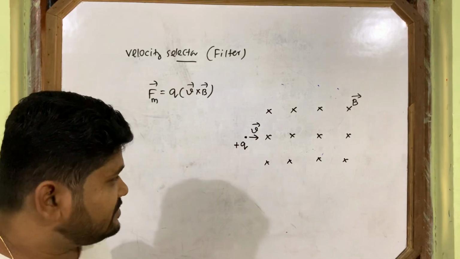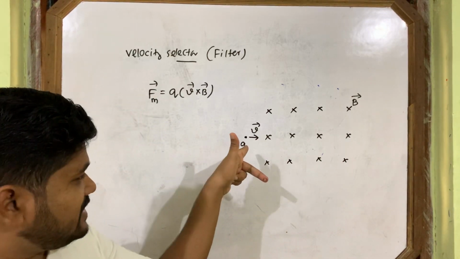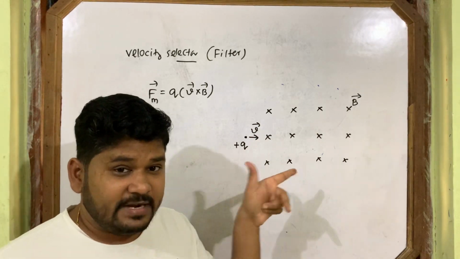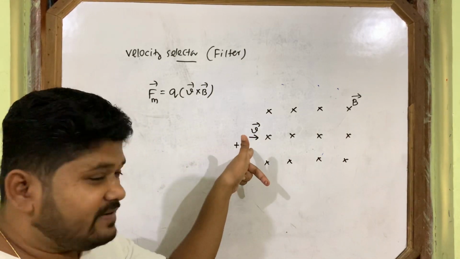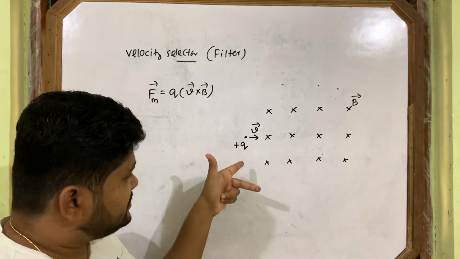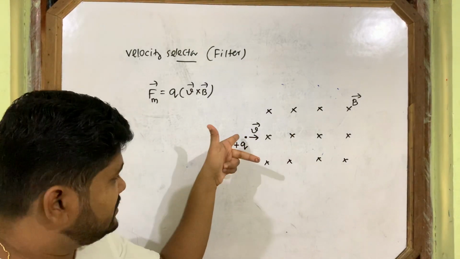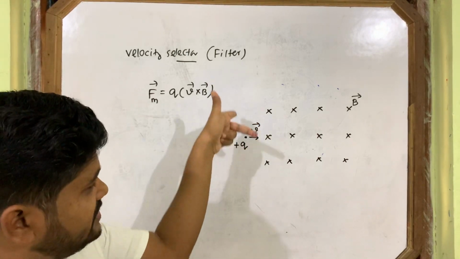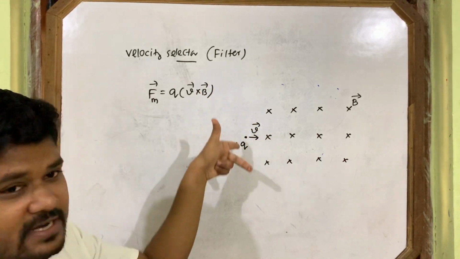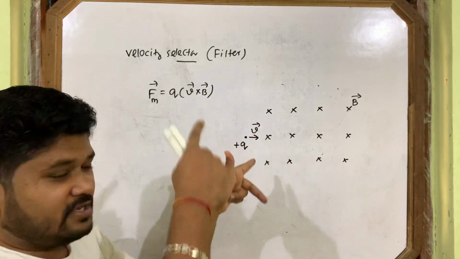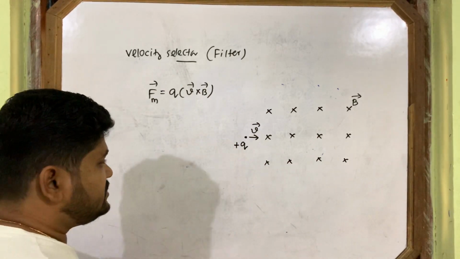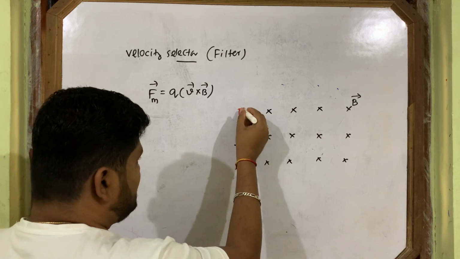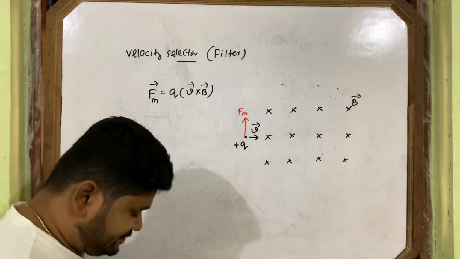So now, if this is the magnetic field inside, I told you always first fit the magnetic field. This is the charge, a positive charge, no problem. So where is the direction of the force? Is it clearly visible to you? I think the direction of force is now upward. Thumb is upward. So this is the direction of the force. In this direction, this magnetic force acts.